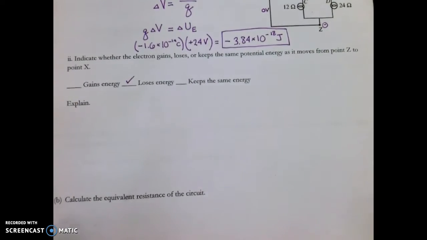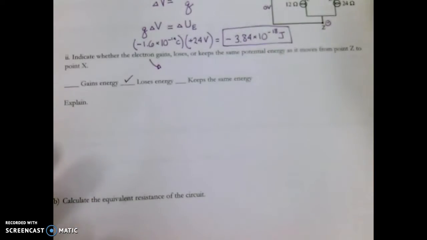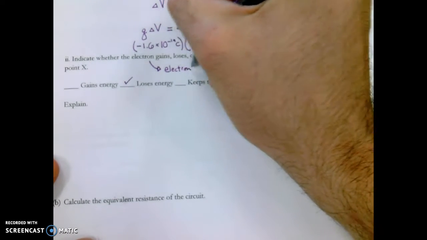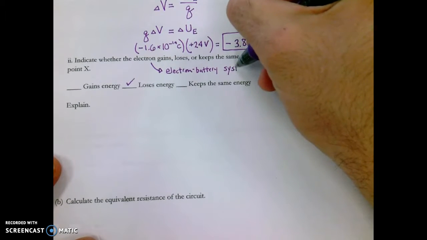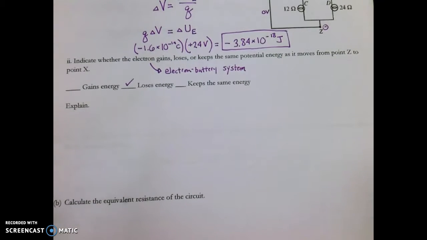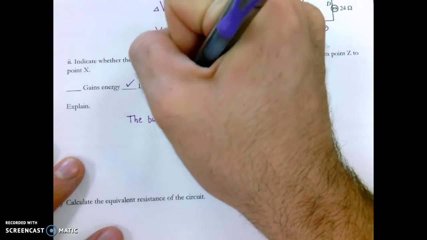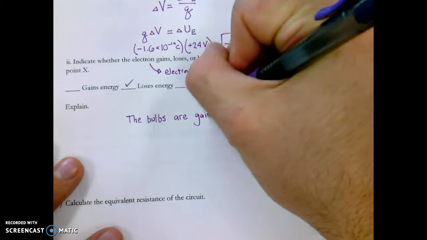Losing energy makes sense for this electron. And really, I shouldn't say electron. Typo right here. This should say electron-battery system. One object can't have potential energy, so it has to be multiple things. I know that this system, though, is definitely losing energy because the bulbs are gaining thermal energy. Energy is leaving the system and turning into heat.